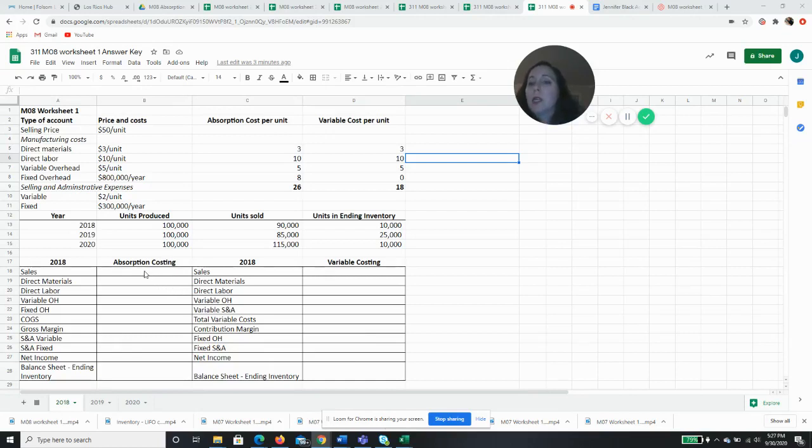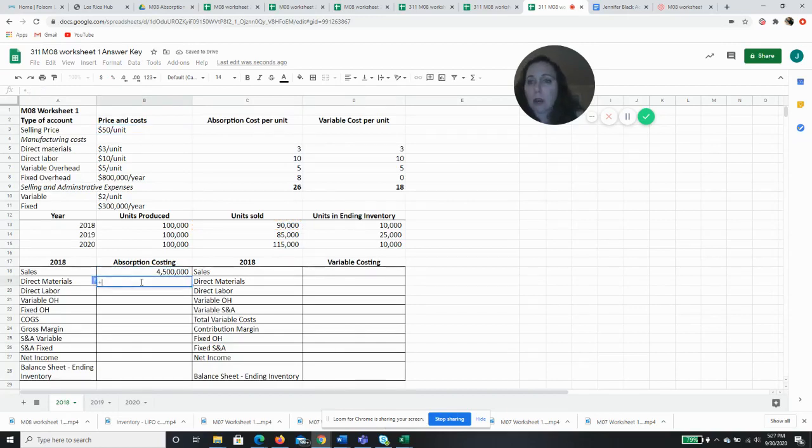Okay, so under absorption costing, now we are on the income statement, which means that we don't care what was produced. What we care about was how many units were sold, right? Only the units sold go onto our income statement. Everything else hangs out back in ending inventory, okay? So our sales are going to be the number of units sold, which in 2018 is 90,000, times our selling price per unit, which was $50. I got that from right up here, okay?